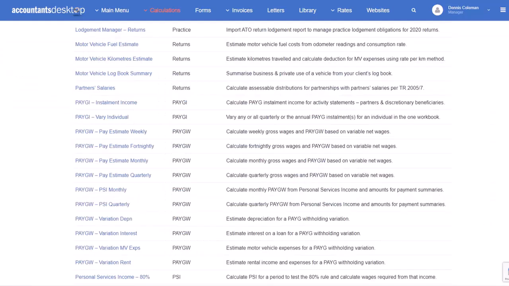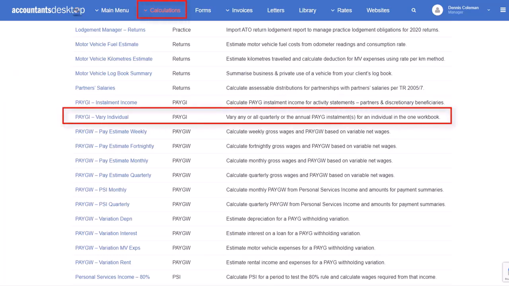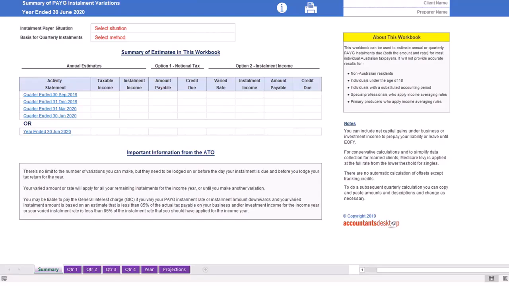Shortly after, she receives an email from a client who wants to vary her PAYG instalment. Jane downloads PAYGI Vary Individual and enters estimates to calculate the varied rate.